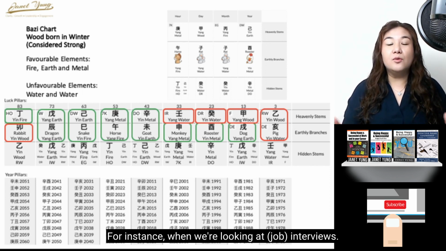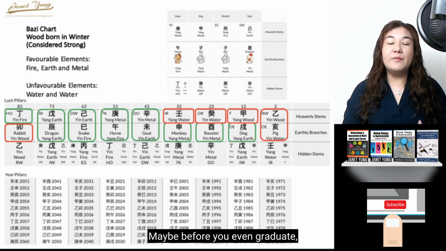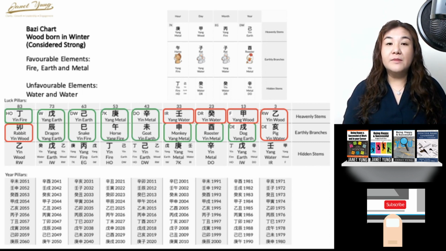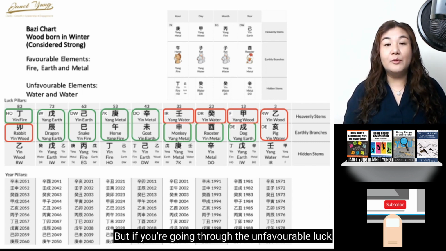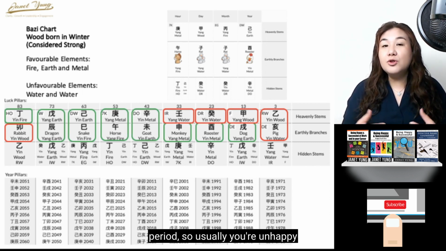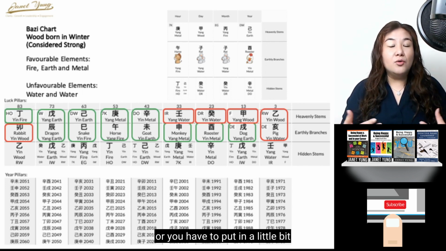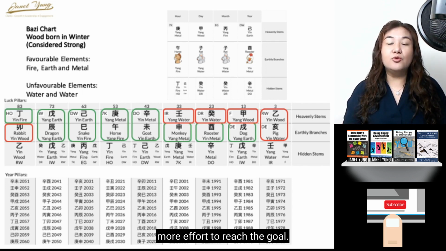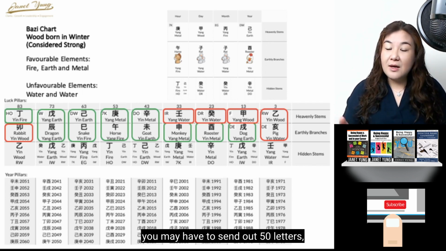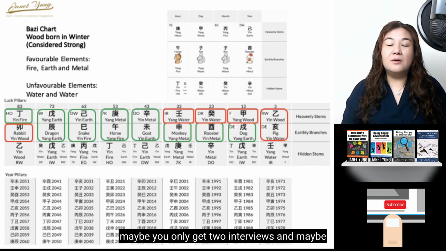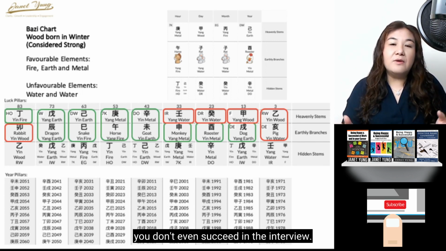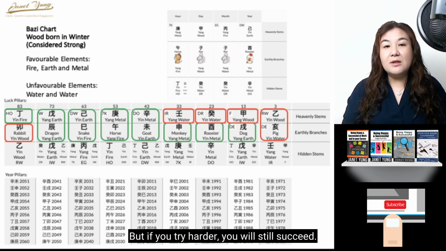For instance, when we're looking at interviews, maybe before you even graduate, you will already get a job. But if you're going through the unfavorable luck period, usually you're unhappier, or you have to put in a little bit more effort to reach the goal. So from an interview perspective, you may have to send out 50 letters, maybe you only get 2 interviews, and maybe you don't even succeed in the interview. But if you try harder, you will still succeed.